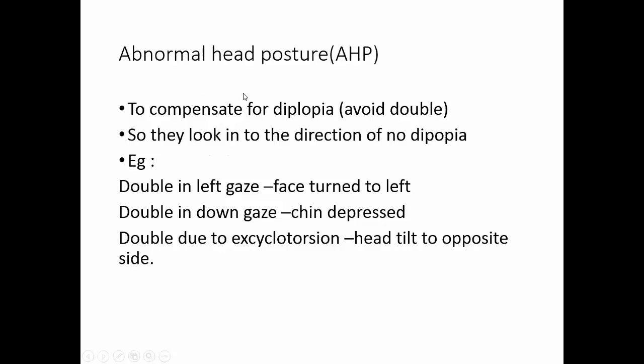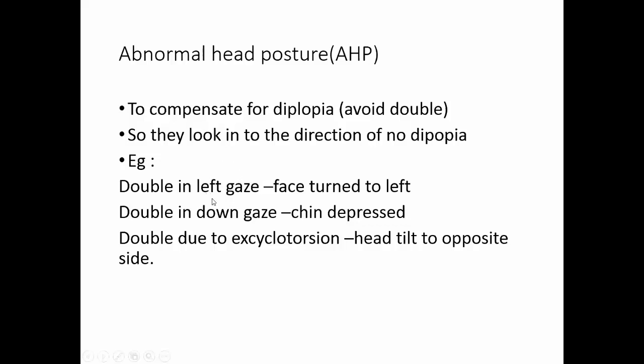Again, when you are talking about muscle palsies and squints, sometimes the patient presents, rather than with diplopia, with an abnormal head posture. They have to tilt the head, especially children. They don't know how to explain diplopia, so they acquire a natural head posture to compensate for diplopia and avoid double vision. So they turn away from the direction of diplopia. For example, if a person has left sixth nerve palsy, the diplopia will be mostly in the left gaze. So the patient, instead of looking to the left with the eyes, turns the face to the left.